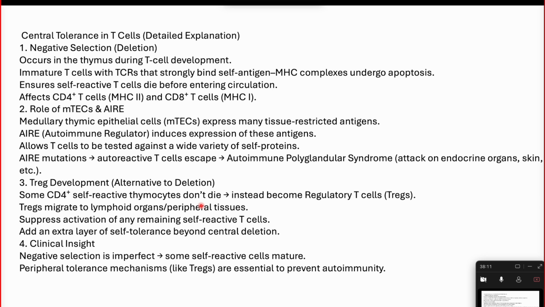Why it is needed, the clinical insight is: negative selection is imperfect, some self-reactive cells do mature. This is a very crucial balance in selection, and we don't understand this process completely. A lot of research is still happening in this area to identify all the key players involved in the selection process. The peripheral tolerance mechanisms are essential to prevent autoimmunity.